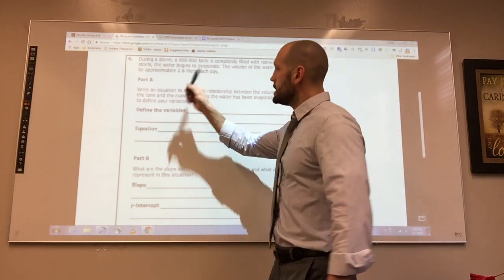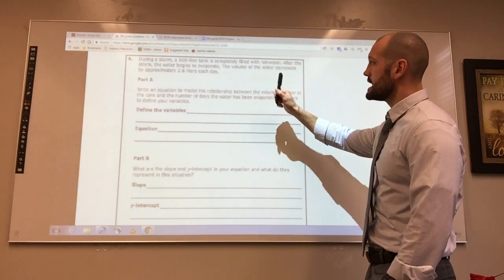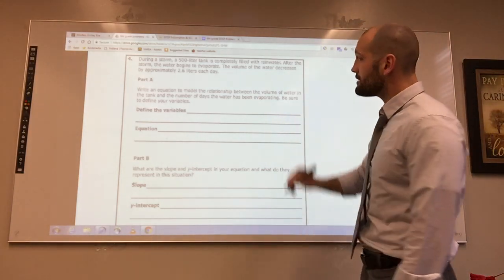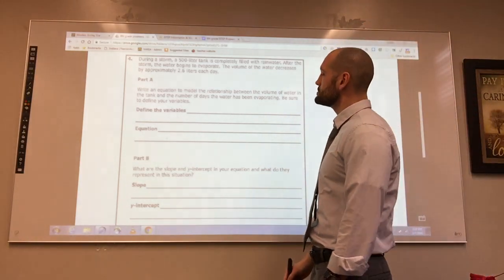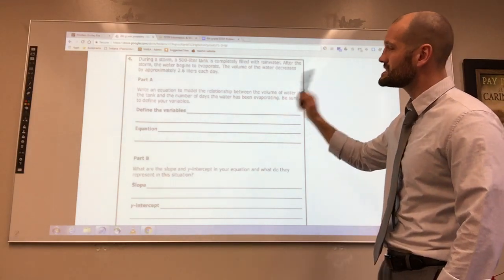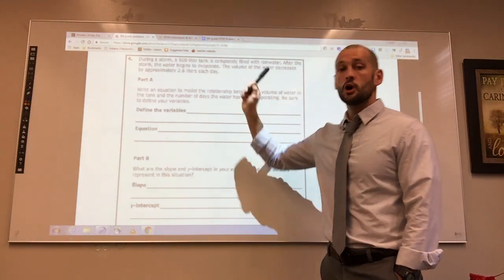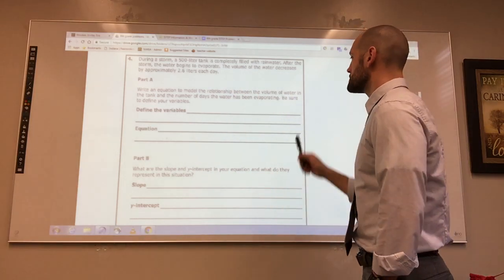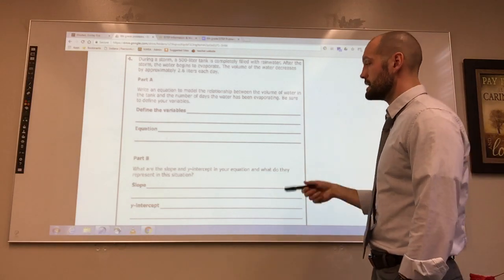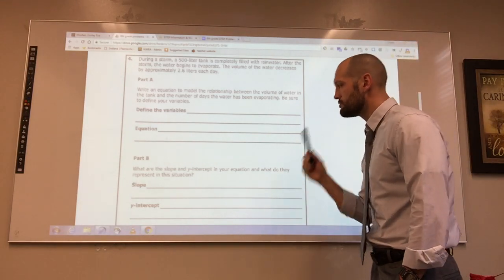Here we go. During a storm, a 500-liter tank is completely filled with rainwater. After the storm, the water begins to evaporate. The volume of the water decreases by approximately 2.6 liters each day. Write an equation to model the relationship between the volume of water in the tank and the number of days the water has been evaporating. Be sure to define your variables.